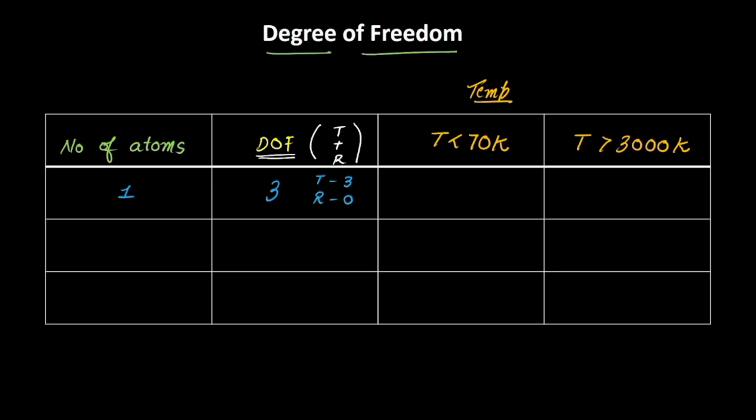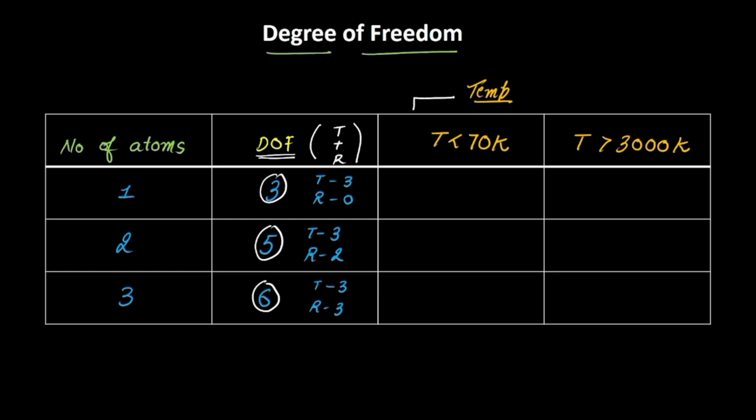For a diatomic gas, the number of atoms is 2, so the degrees of freedom in that case would be 5. That is, 3 translational and 2 rotational. Now, for a polyatomic gas, say with 3 atoms, the translational degrees of freedom would be 3 and the rotational would also be 3. So in totality, it will have 6 degrees of freedom. These are the degrees of freedom that you need to remember, and these are the most important.